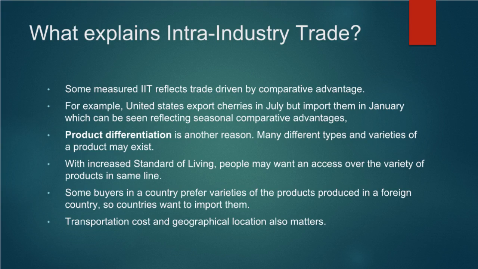The United States exports cherries in July but imports them in January. With an increased standard of living, people may want access to a variety of products in the same line. Some buyers in a country prefer varieties of the products produced in a foreign country, so countries want to import them. Transportation cost and geographical location are another reason.